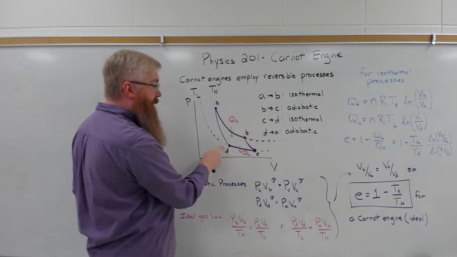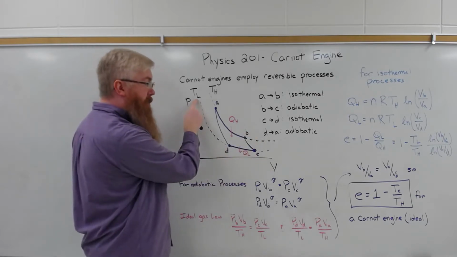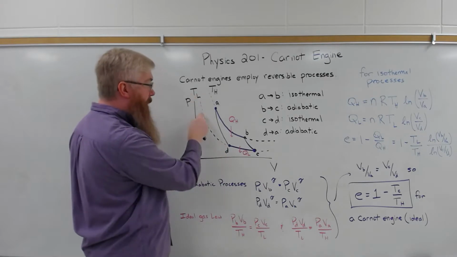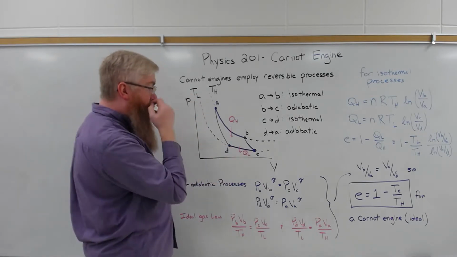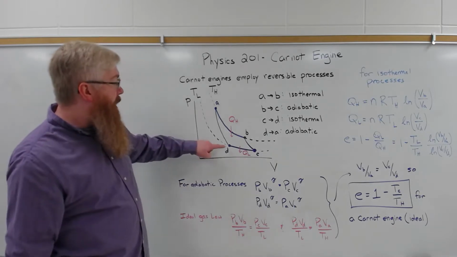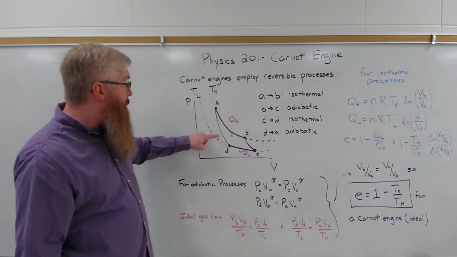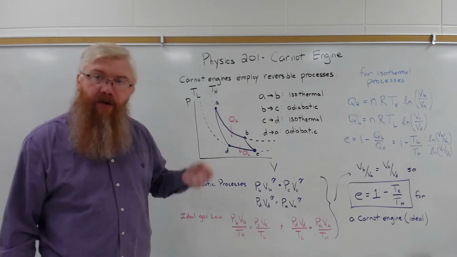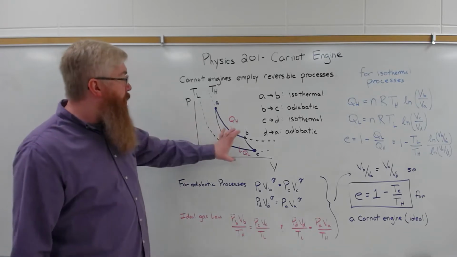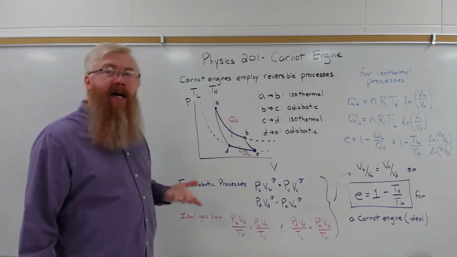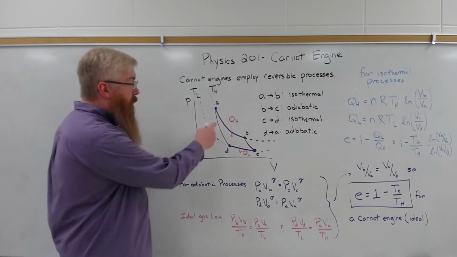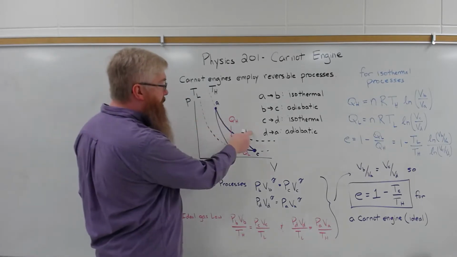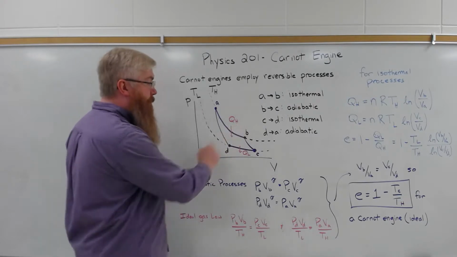Then C to D is another isothermal process, staying on the same temperature T sub L, decreasing the volume, increasing the pressure slightly. And then finally D to A is adiabatic, again, constant energy. So in this situation, the area underneath a PV diagram is the work done by that process.